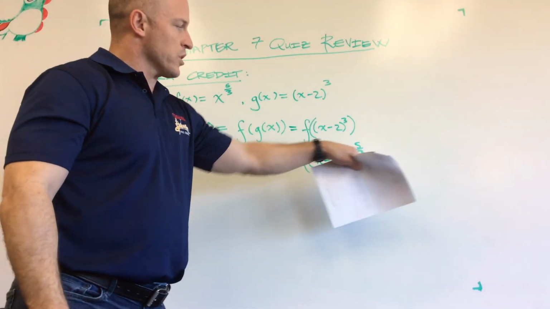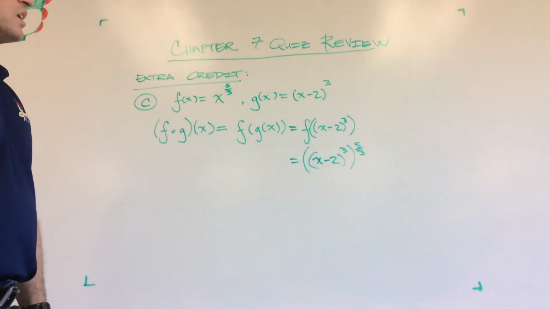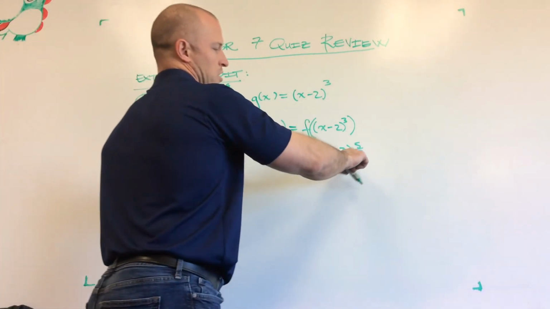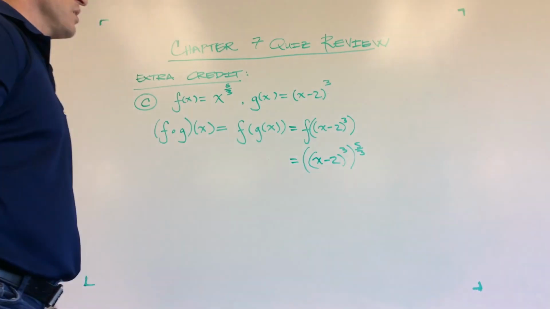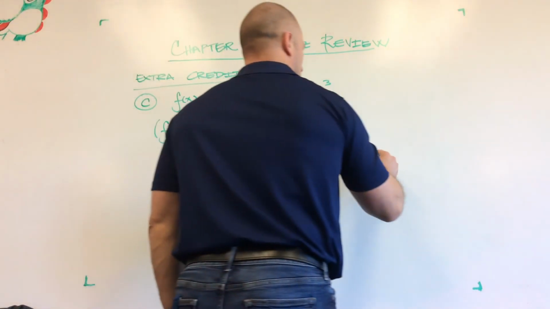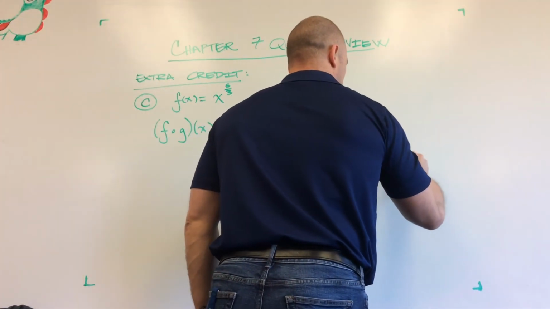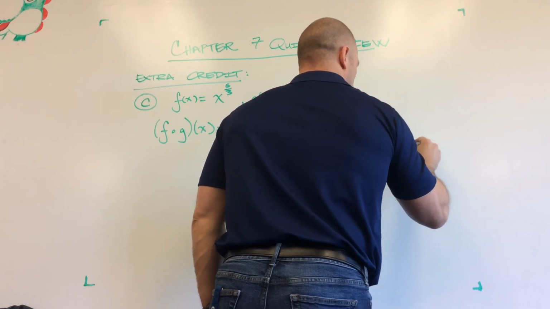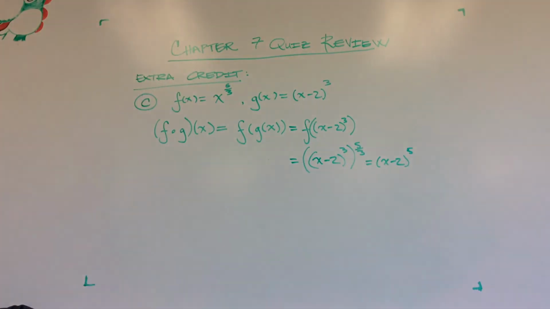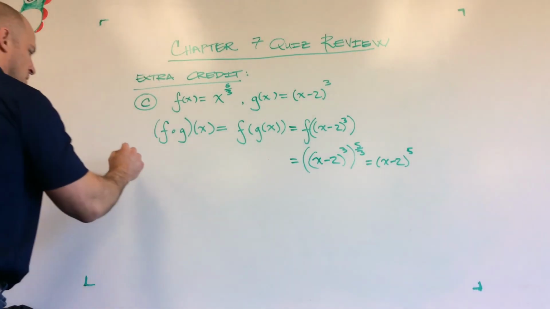Well, here we're going to multiply exponents. The 3 in the numerator is going to cancel with the 3 in the denominator. So this is really just x minus 2 to the 5th power. Once we see that, according to the hint, we can just use the binomial expansion to find our final answer. So we use our binomial expansion.